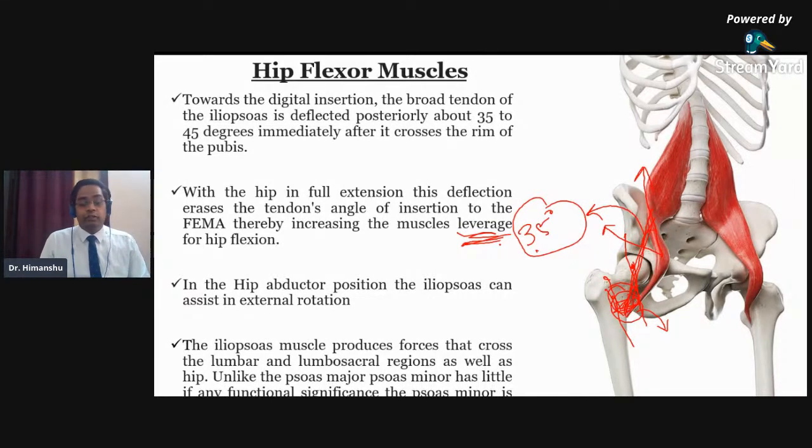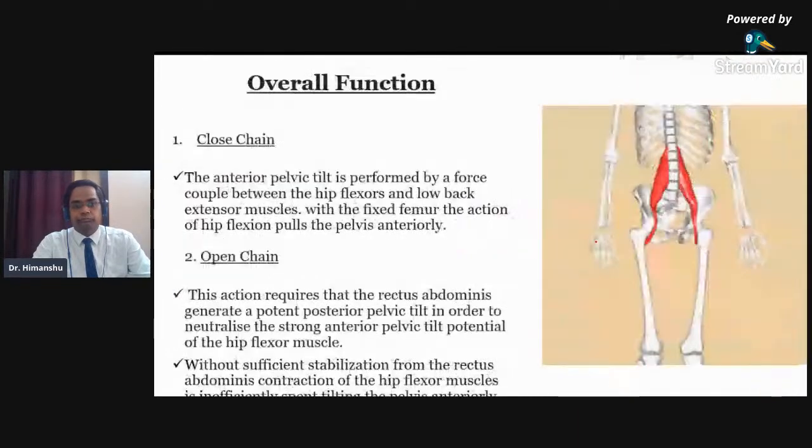The iliopsoas muscle produces forces that cross the lumbar and lumbosacral regions as well as the hip. Unlike the psoas major, the psoas minor has little action on the hip. Ideally, it does not have any action on the hip. The functional significance of the psoas minor is very little, and it is also not present in almost 40% of people. So psoas minor may or may not be present in a normal human being.